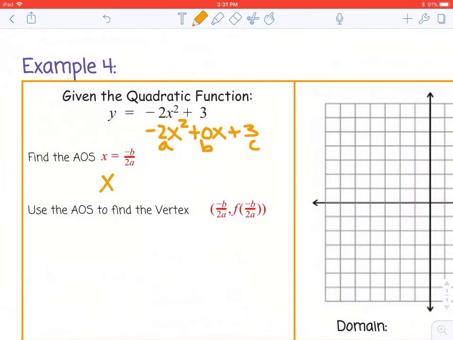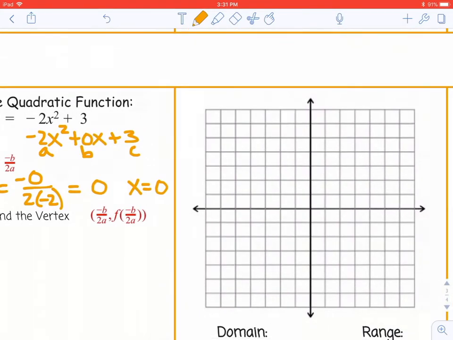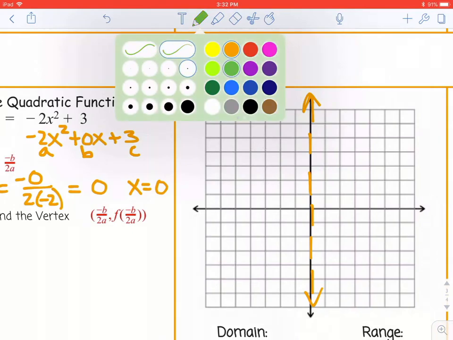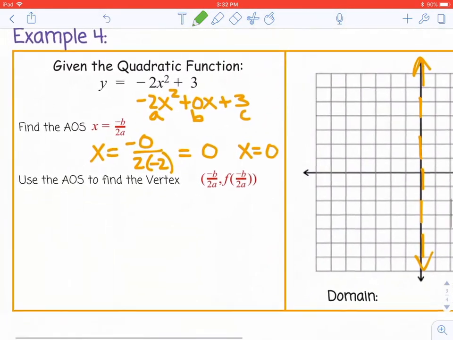And then let's plug in our axis of symmetry formula. Negative b would be negative 0 for this example, over 2 times a, which is negative 2. And 0 divided by anything would just be 0. So our axis of symmetry is right at the y-axis, because that's where x equals 0. So let's sketch that. And then we're going to use that value to help us figure out the vertex.